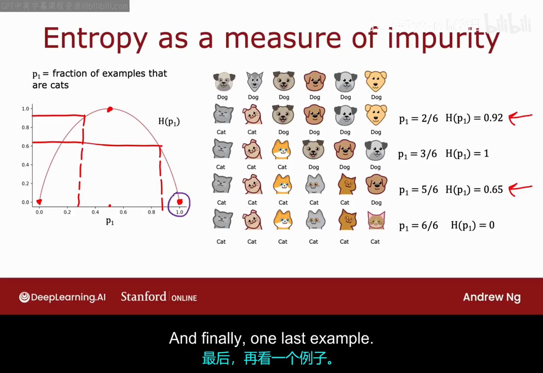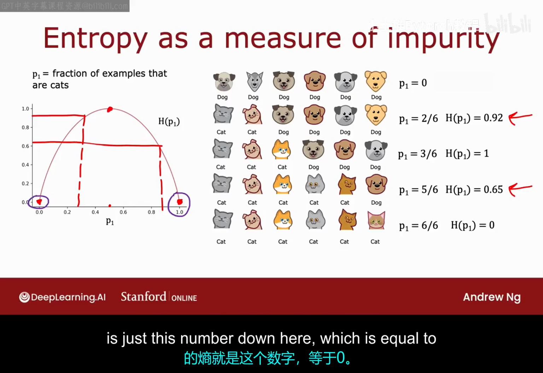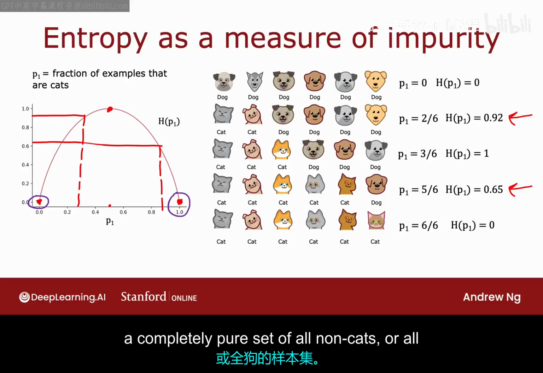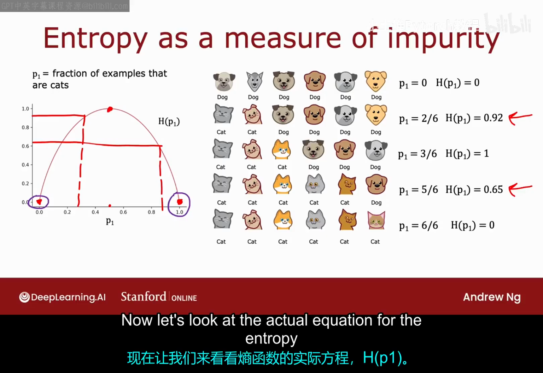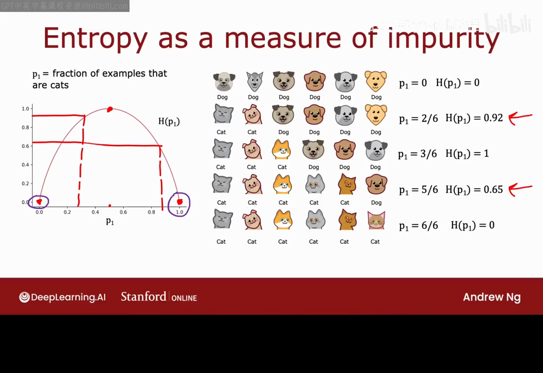And finally, one last example. If we have a set of all 6 dogs, then P1 is equal to 0, and the entropy of P1 is just this number down here, which is equal to 0. So this is a 0 impurity, or this would be a completely pure set of all not cats or all dogs. Now, let's look at the actual equation for the entropy function, H of P1.